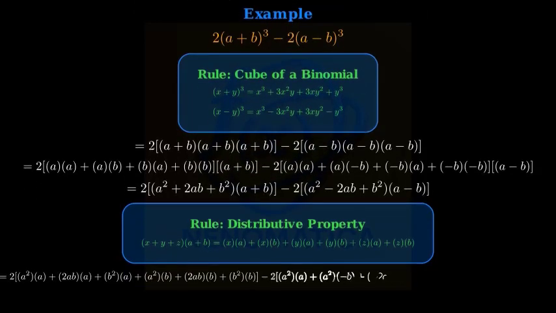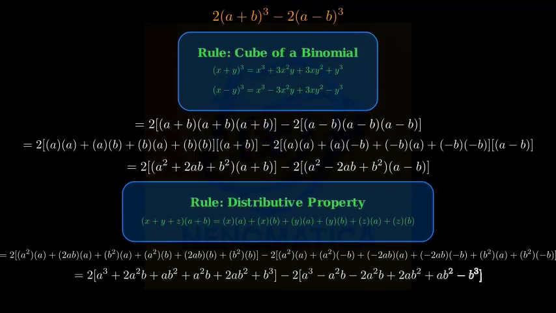For the first part, we multiply each term in a squared plus 2ab plus b squared by each term in a plus b. Similarly, for the second part, we multiply each term in a squared minus 2ab plus b squared by each term in a minus b. Now, let's simplify these multiplications. For the first part, a squared times a gives us a cubed. 2ab times a gives us 2a squared b. b squared times a gives us ab squared.